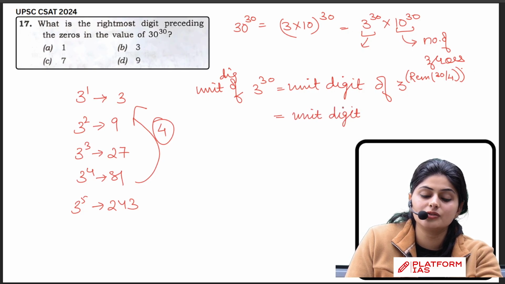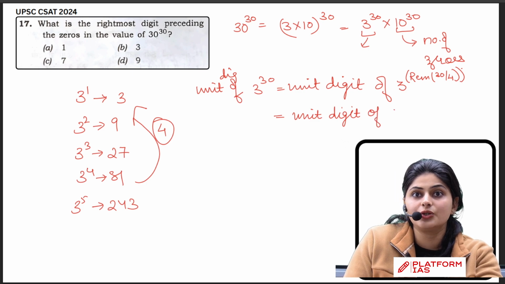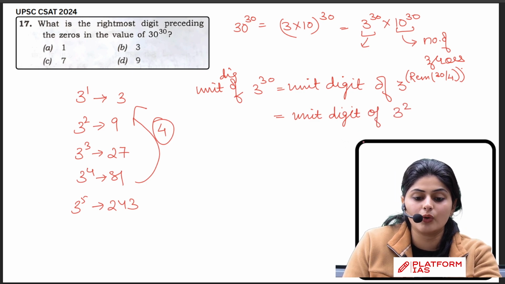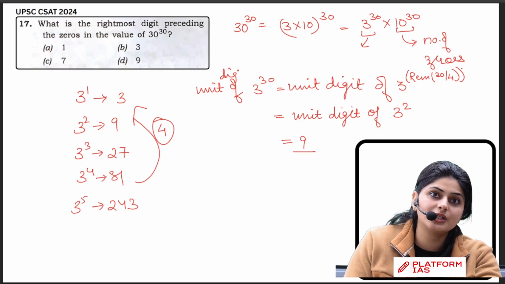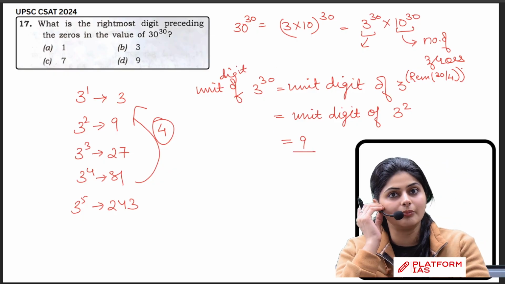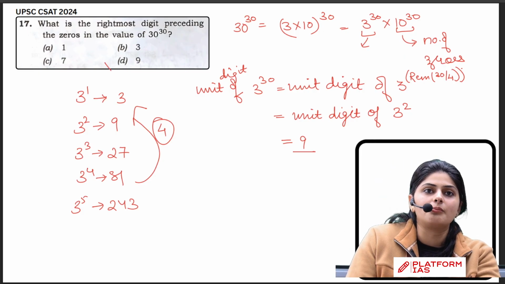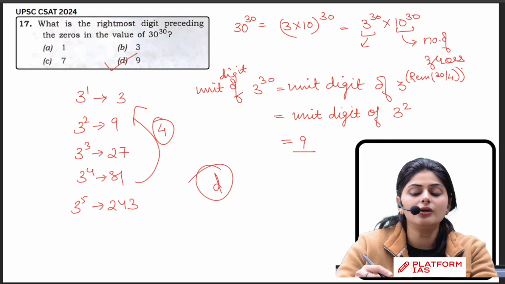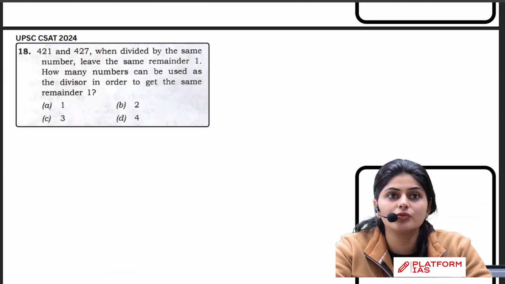What is the remainder of 30 over 4? It is 2. So it is basically the unit digit of 3 square. And what is the unit digit of 3 square? It is 9. So the unit digit of 3 to the power 30 will be equal to 9. And 9 is option number D. So D will be your answer. Okay, I hope it's clear to you. Now we'll move to the next one.